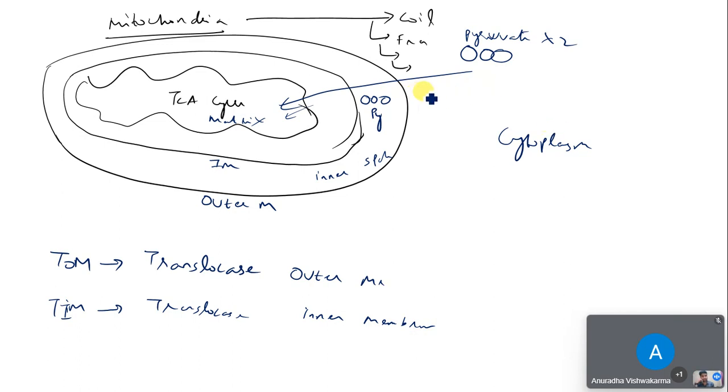Even though TOM is present outside, pyruvate does not need it that much; it somehow diffuses in. From the intermembrane space, to cross the inner membrane it requires the help of TIM. So TIM is the most important: the translocase of the inner membrane is important for transporting pyruvate from the cytoplasm to the inner matrix. So this was the first thing. Next, now we have the next thing.